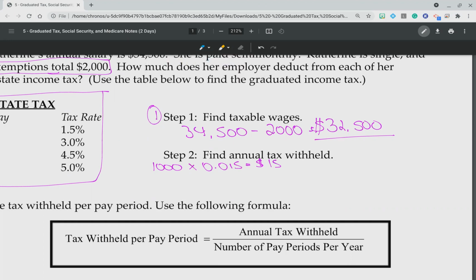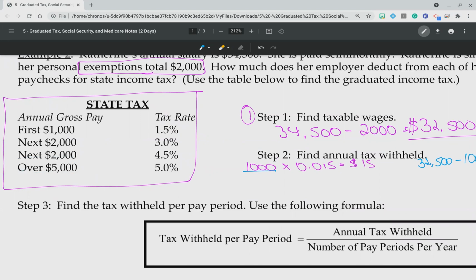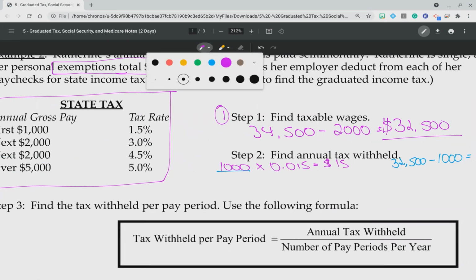Okay, so of my $32,500, I just counted the first $1,000 that she made at 1.5%. So I'm going to right away subtract that $1,000 off, and I have $31,500 left to still be taxed on. Okay, and remember, that's going to help me later when I get to this over part. All right, but we're just going to take this one step at a time.